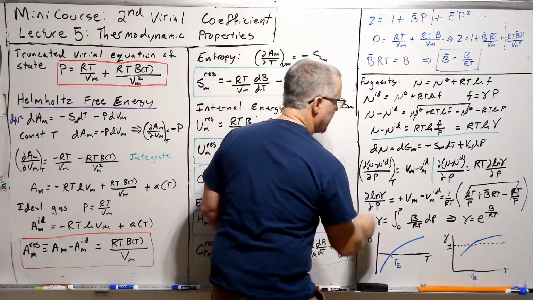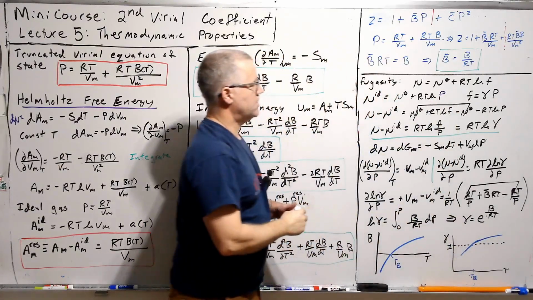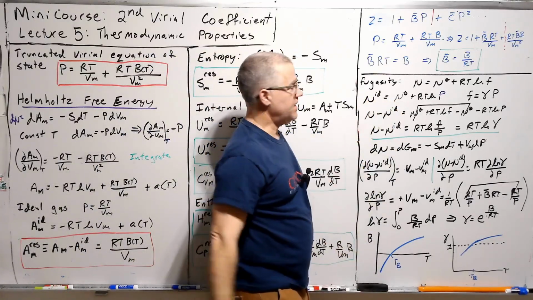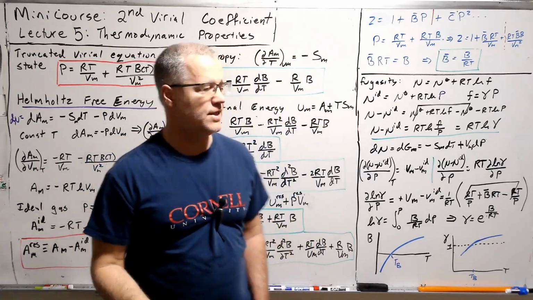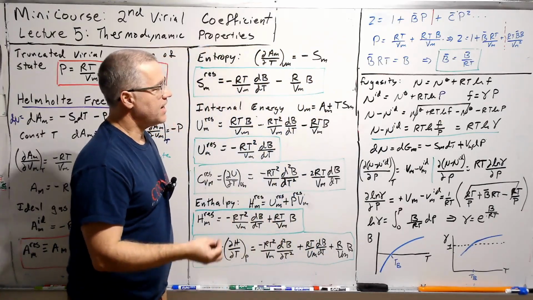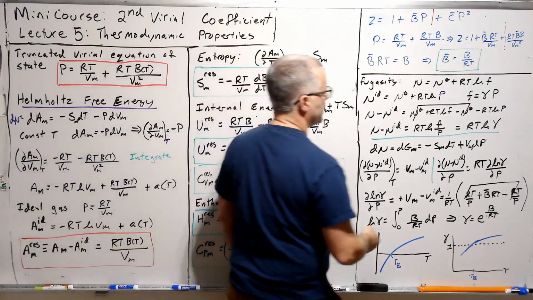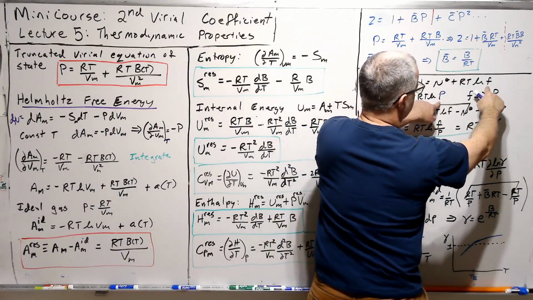Now, the ideal gas, likewise, reference to that same reference state, RT ln P. So the pressure, for an ideal gas, gives us the chemical potential. So we are looking at P versus F.